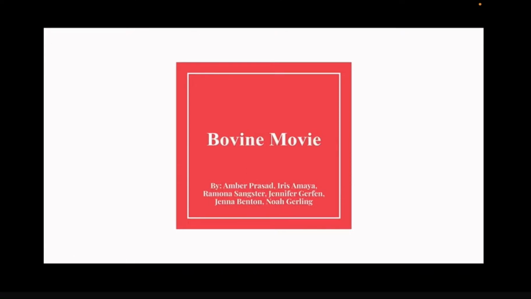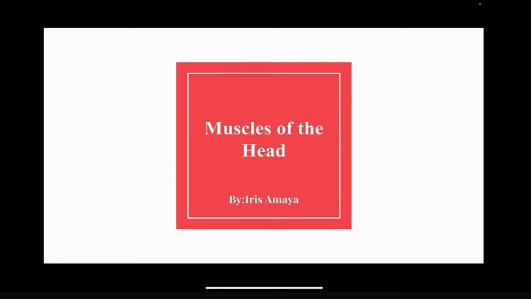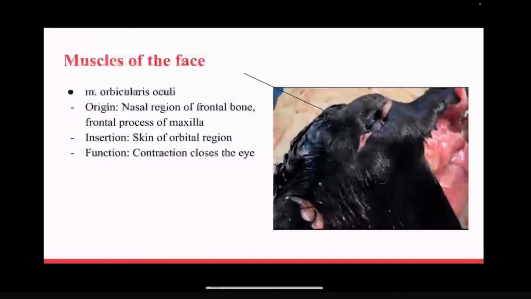This is our bovine movie. I'll be doing muscles of the head, and we'll start with muscles of the face.